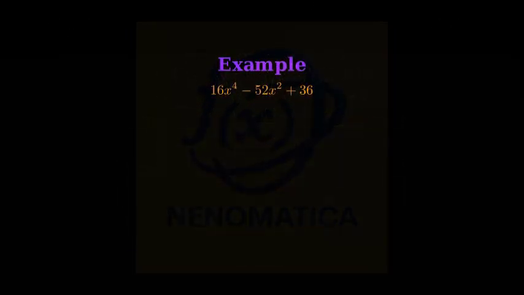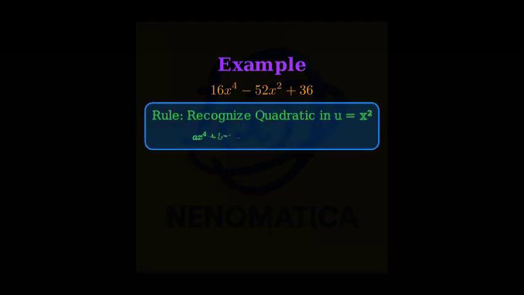We'll begin with the polynomial 16x to the fourth minus 52x squared plus 36. Our goal is to express this polynomial as a product of its factors. In our first step, we'll notice that this is a quadratic in x squared. That means we can substitute u equals x squared, which transforms our expression. We get 4u squared plus negative 13 times 4u plus 36. This helps us see the polynomial as a quadratic expression in terms of x squared.